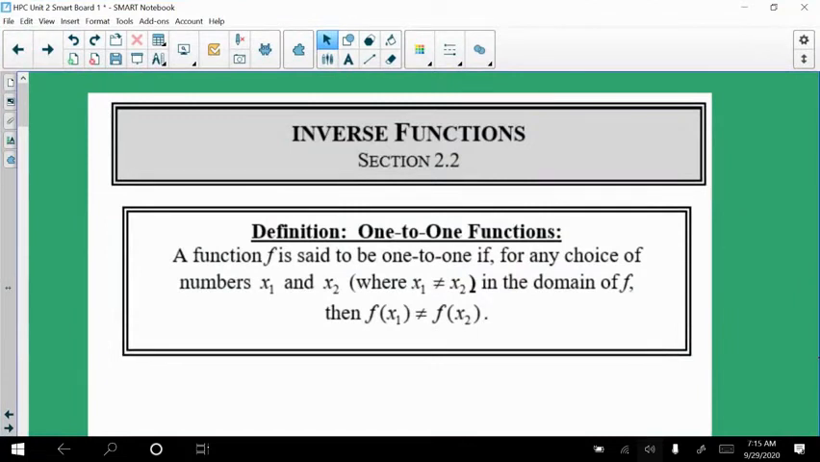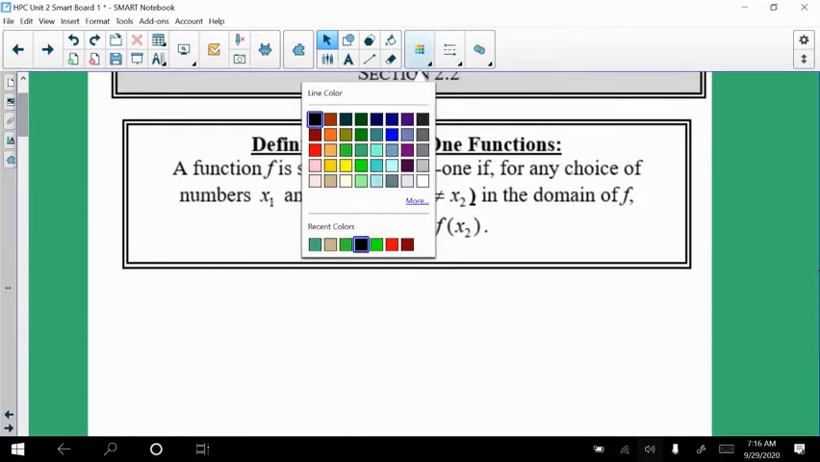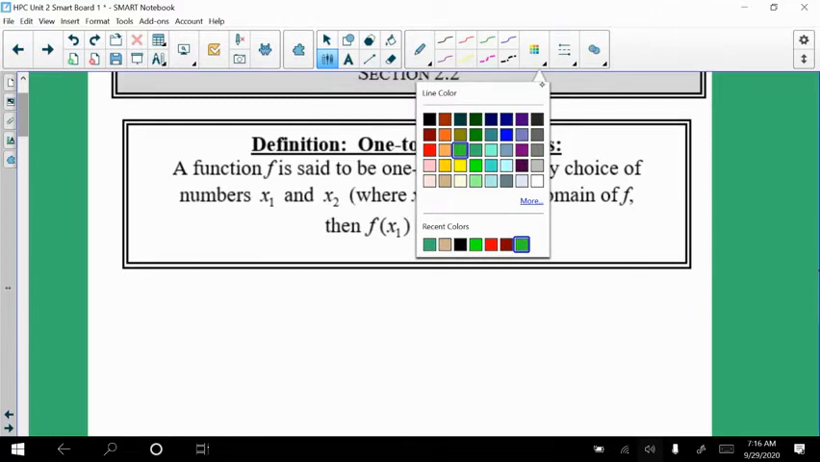I have a definition here. A function f is said to be one-to-one if for any choice of numbers x1, x2, so different x's in the domain, you must have different function values. As an example of something that is not one-to-one, let me show a counterexample.